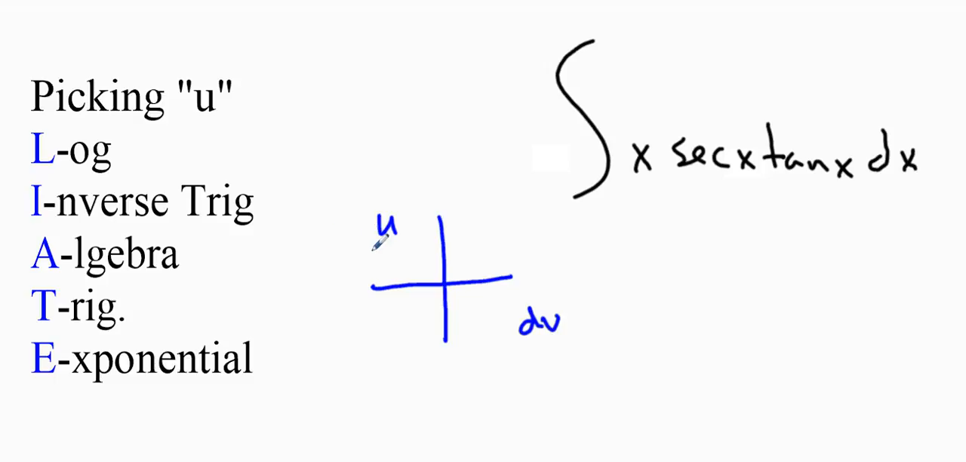All right, u. What we've got here is, we don't have a log, we don't have an inverse trig. I do have an algebraic expression, here's the algebra right there, so I'm going to use x. Whatever is left over, hopefully this works out, even these two functions, I'm going to make it a dv. And it happens to be trig. And it happens to be secant tangent. Oh, that's cool, because we are now going to use the magic 7.